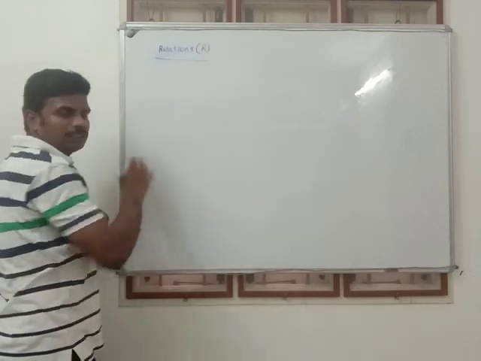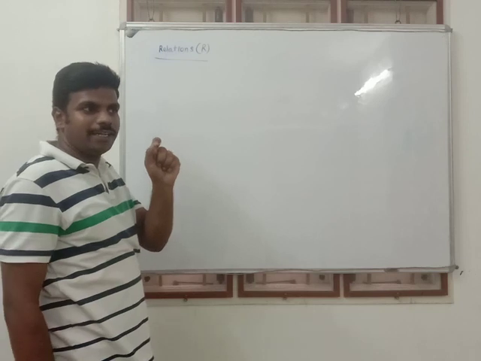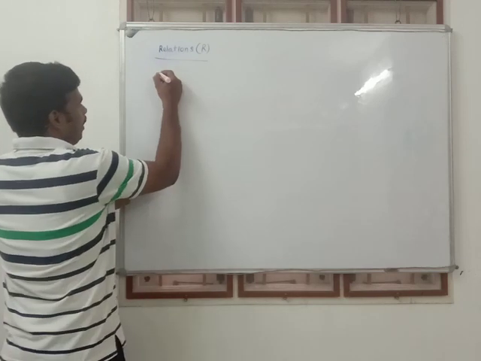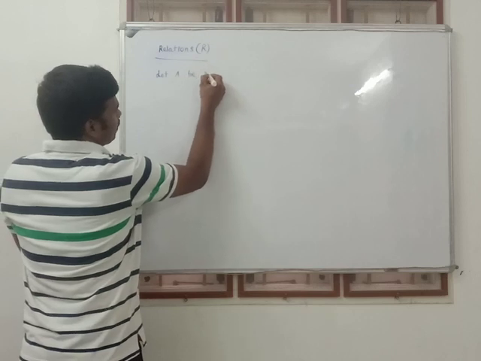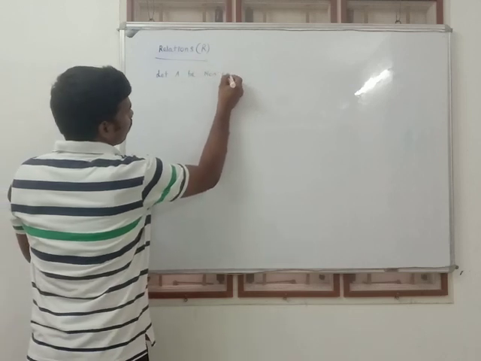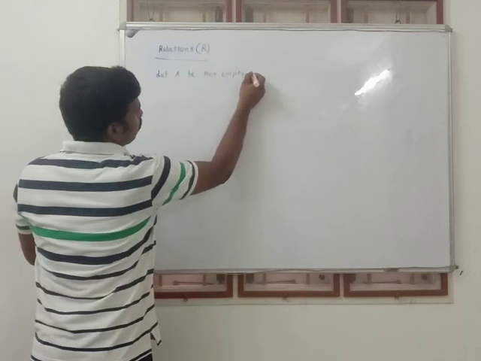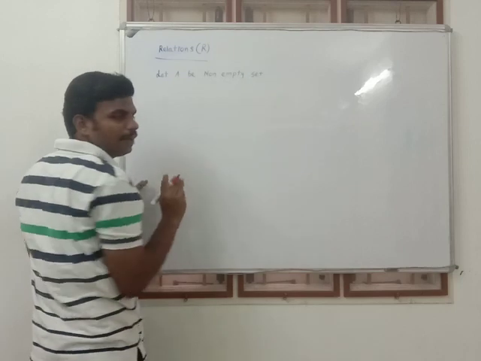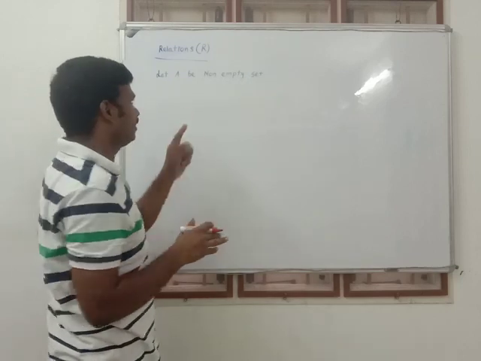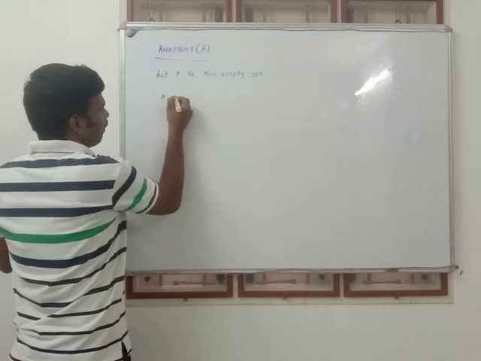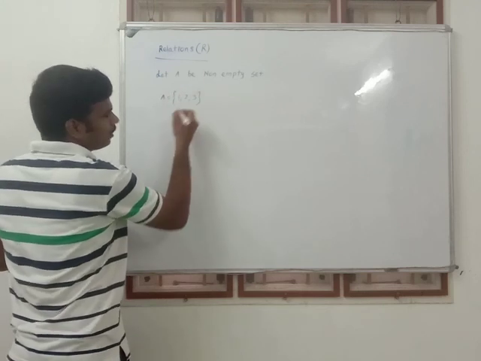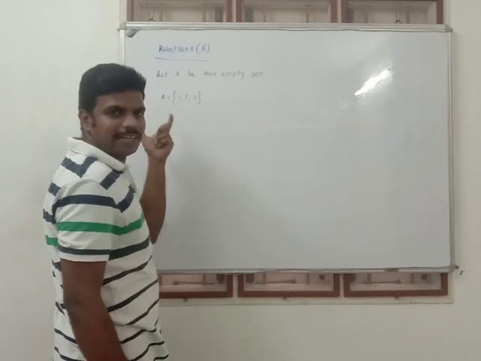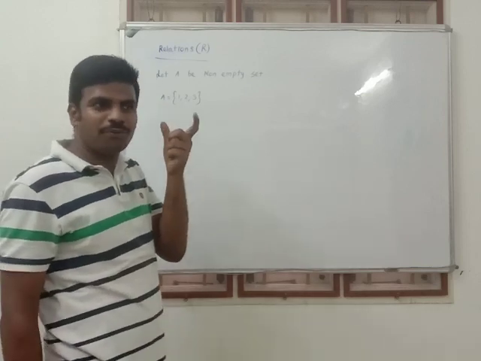To define the concept of relation, first we take one non-empty set. Let A be a non-empty set. Non-empty set means we have some elements in the set. So I will take A is equal to {1, 2, 3}. By using this set, I am going to define the concept of relation.